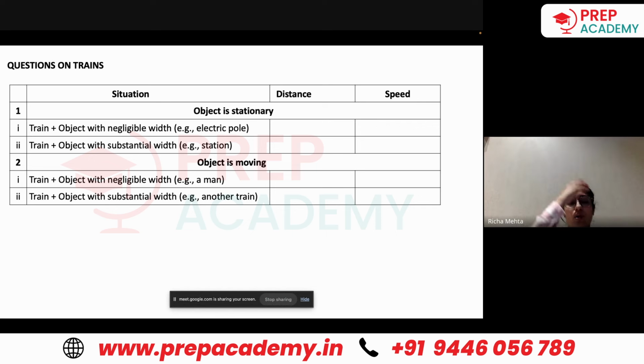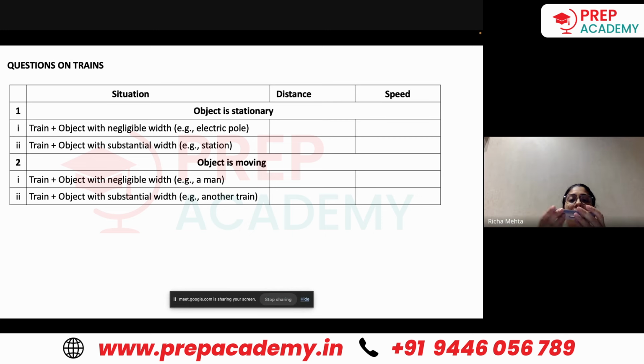Okay, this is one small concept that we'll do before we end the session, because it is very closely related to relative speed. Same concept. Now, if we have trains added to the concept, what happens? Let's say this is a train. Generally for trains, you will be given two pieces of information. One is the speed of the train, and second is the length of the train.